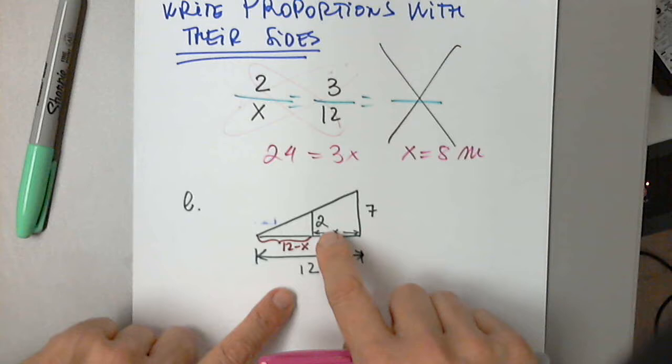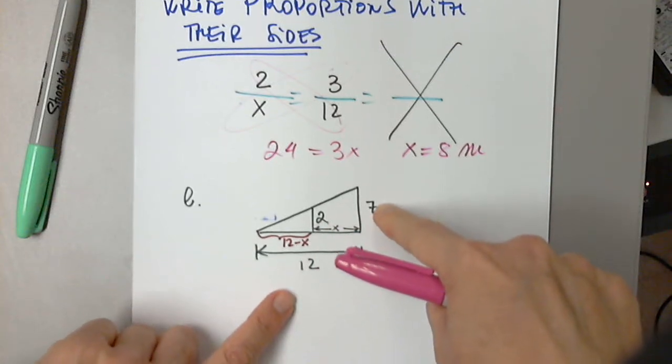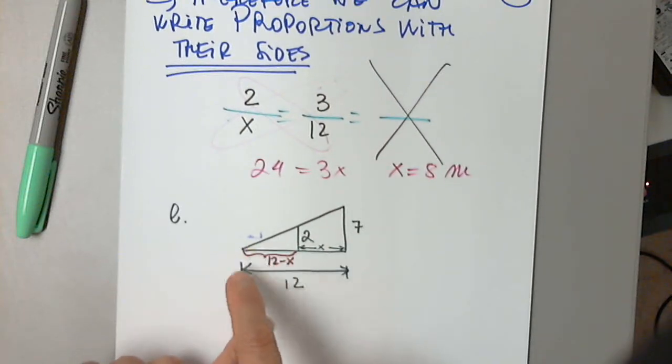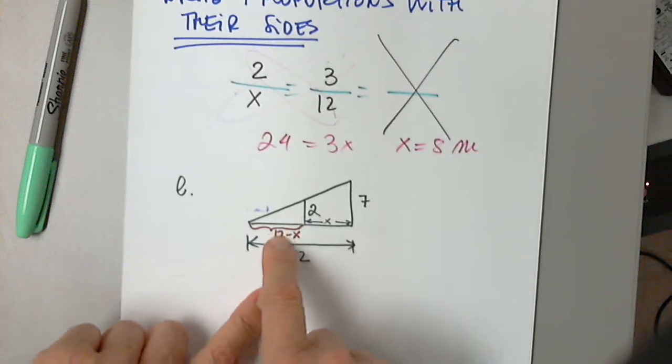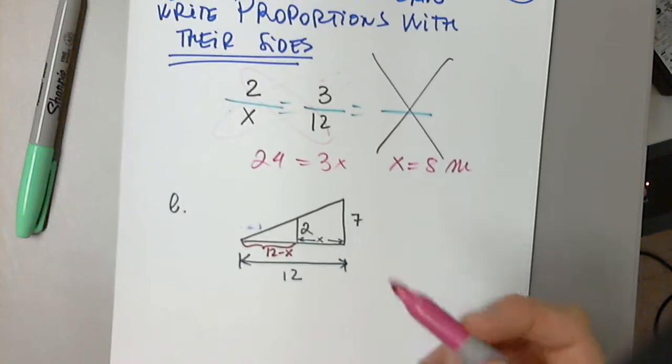So 2 divided by, equals, it was 3 over 12. 3 over 12. But now it's 12 minus X over 12. Is that clear? So let's do this one more time.